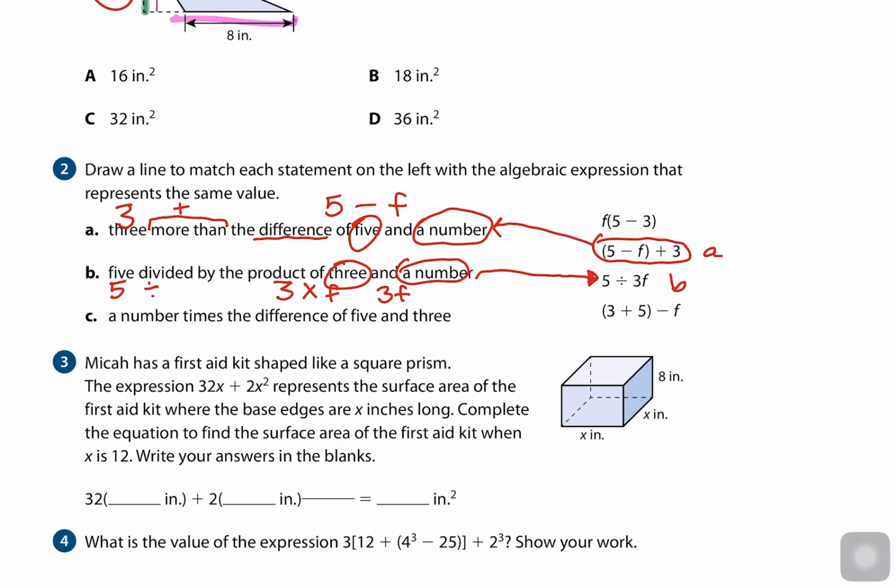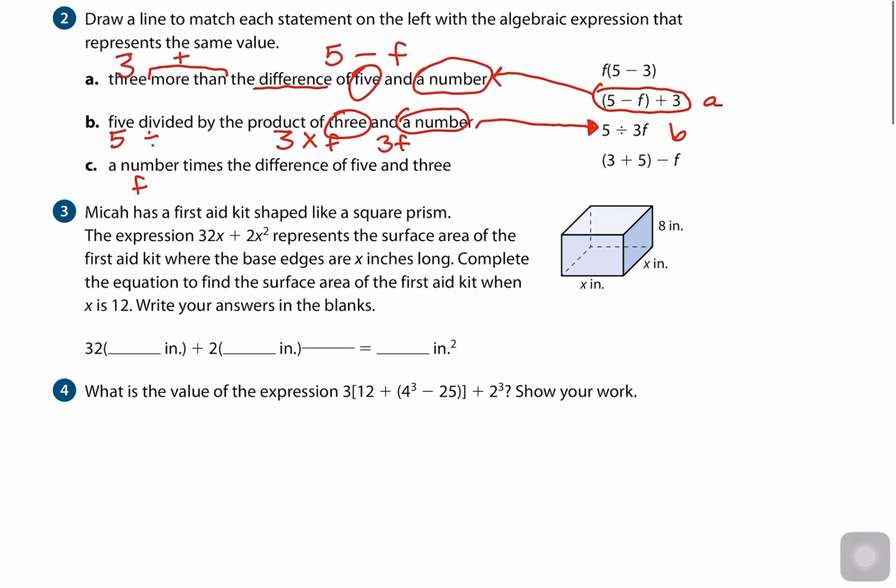Now I'm going to read C to you, but I want you to find C. A number times the difference of 5 and 3. So a number, remember, is F. Times means you're multiplying the difference between 5 and 3. So go ahead, tell me which one on your paper is C.